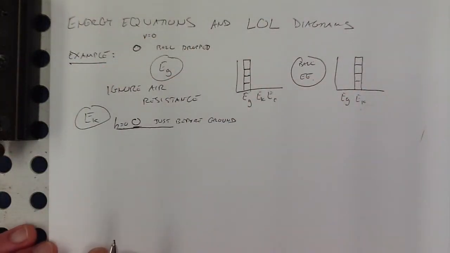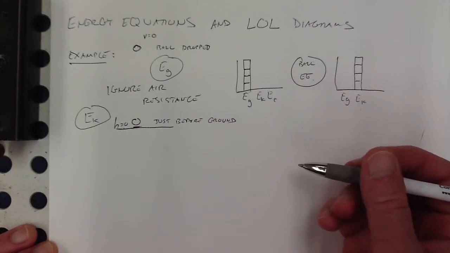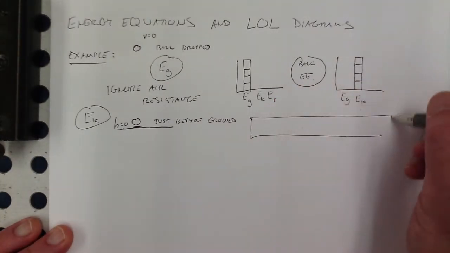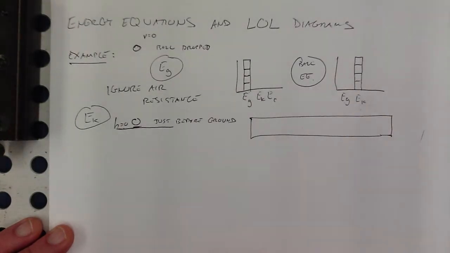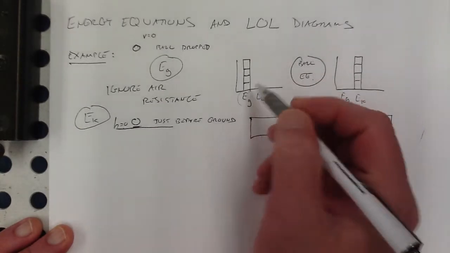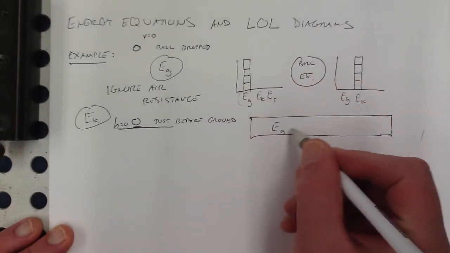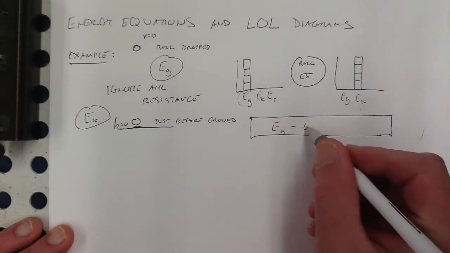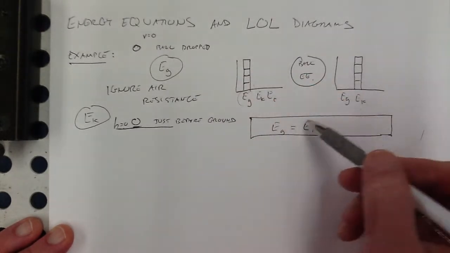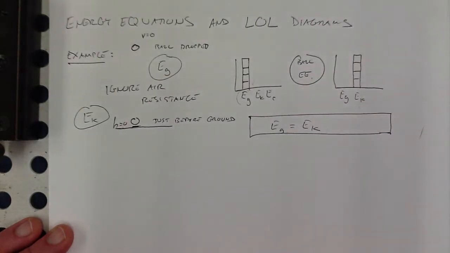more complicated examples. And then the last thing we're going to do is write in that little elongated box where it says qualitative energy conservation equation. We're going to write that this EG is equal to EK. Right? Whatever the stuff is here is equal to whatever the stuff is here.